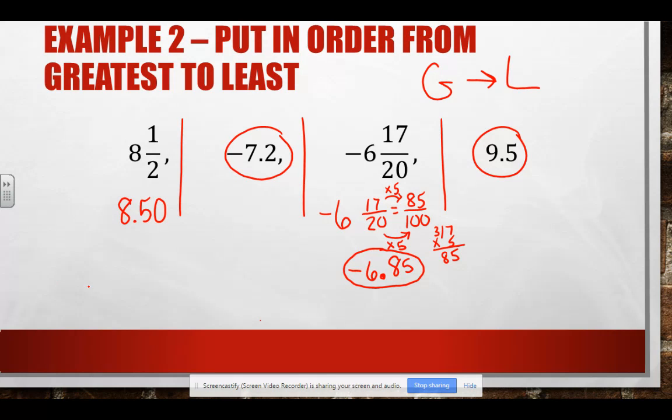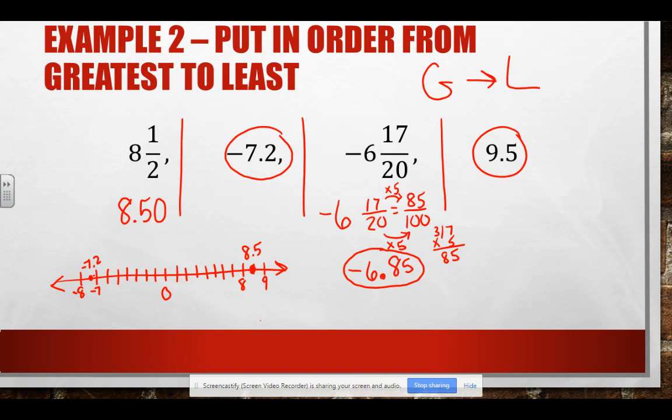So now I'm going to place these numbers on a number line. I've got positives and negatives, so I'm going to go ahead and put 0 in the middle. I'm going to start with my first number, 8.5. 1, 2, 3, 4, 5, 6, 7, 8, 9. And 8.5 is right smack dab in the middle of those. Negative 7.2. 1, 2, 3, 4, 5, 6, 7. A little bit further. So negative 7.2 is about right here.